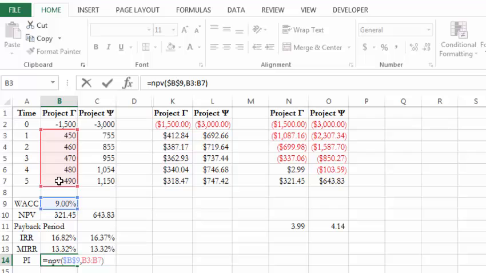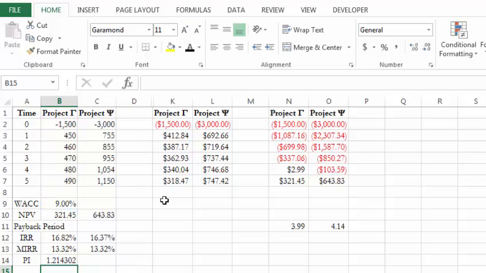So I'm going to close the parenthesis, and in this case I'm going to divide by the absolute value of the time 0 outflows. I'm going to check really quickly, and I usually do this: did I put the F4 where I needed to put the F4? And the answer is yes, only on the weighted average cost of capital. And so I'm going to hit enter, and there's my 1.21. I'm going to pull it across once, and there's my 1.2146. These are both 1.21, very close to one another, but this one squeaks out a little bit more than that one.